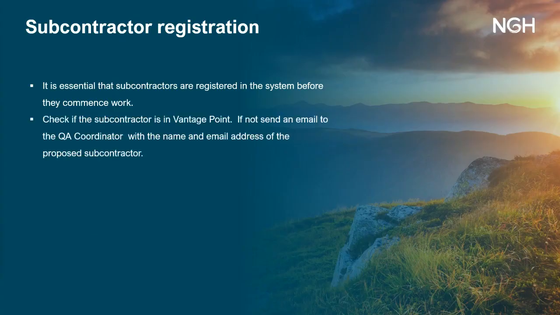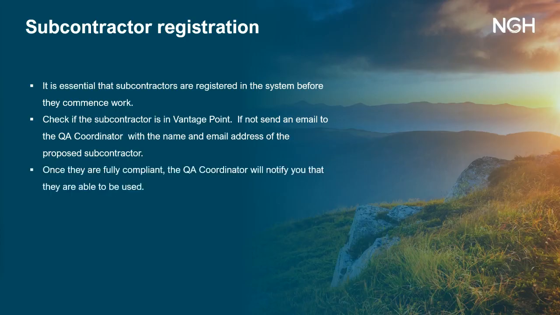Registering a new subcontractor in the system is as simple as sending an email to the QA coordinator providing the name and email address of the proposed subcontractor. The QA coordinator will carry out all the compliance checks, obtain all the necessary documentation, and set them up in Vantage Point. You will be notified when the subcontractor is compliant.